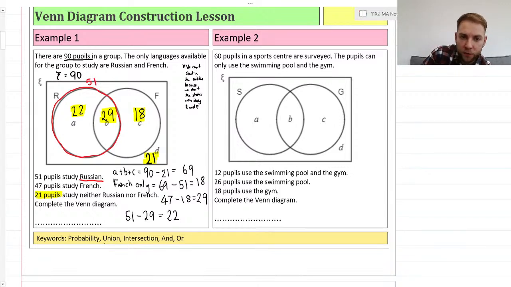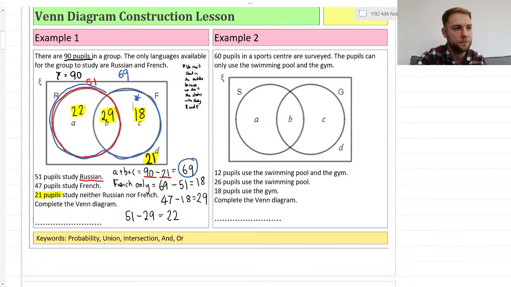To find out what's in both of these circles, we did 90, which was outside, take away 21, which tells us that both of these circles, including the middle, have got 69 in it. So this 69 here represents all three of these sections. So this section here and this section here. So to find out this bit on the right hand side, I need to do 69 take away 51, which gives me 18.